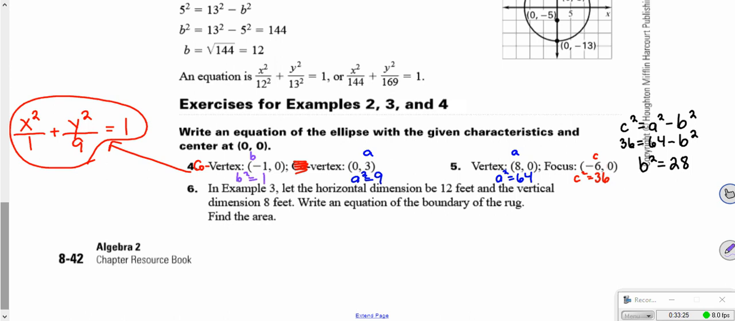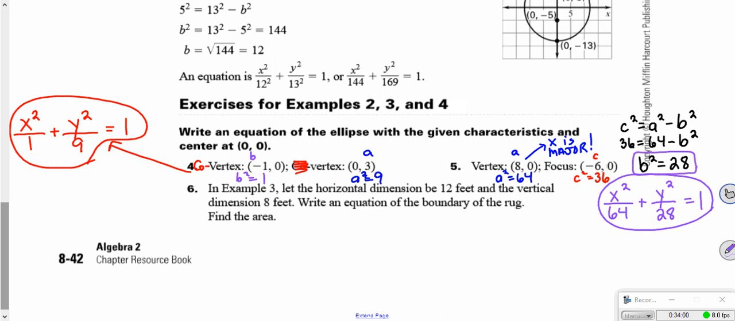So that means, I should have done this in purple here. And we don't really have to find the square root. We don't have to find b. We just need the equation, right? So since this vertex is on the x-axis, x is major. So if I go to write my equation, it's going to be x squared over 64 plus y squared over 28 equals 1. That would be the equation of our ellipse.